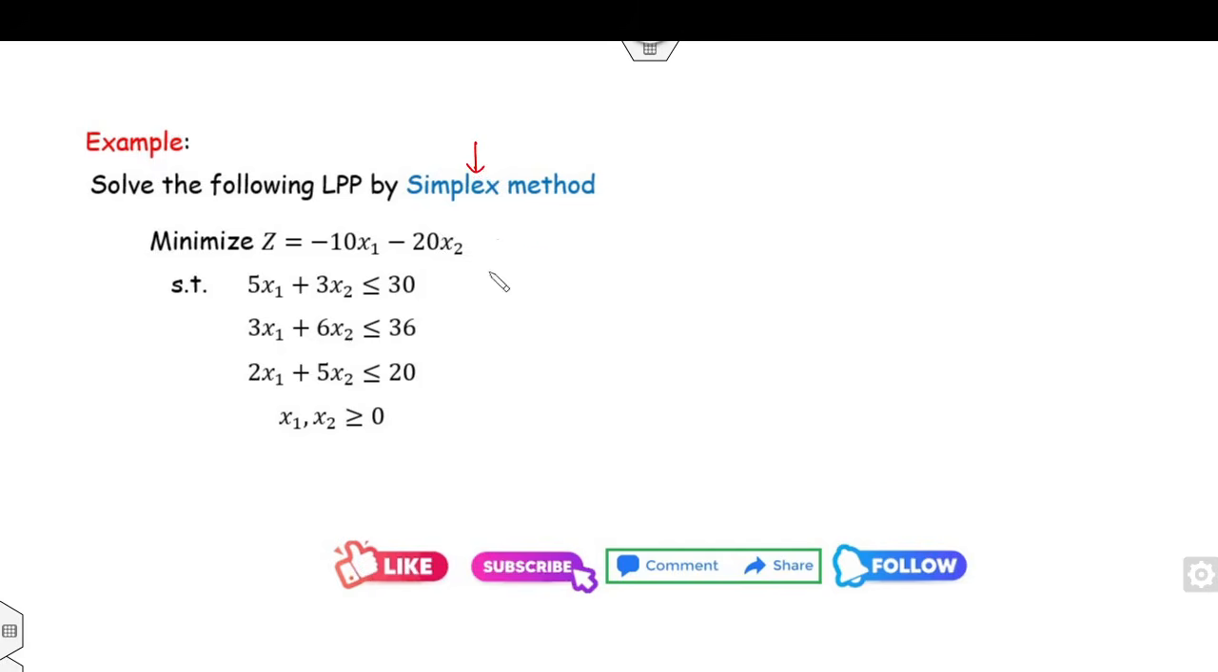Solve the following problem again by simplex method. Yes, because all are my less than signs, so we can apply the simplex method. But since my problem is minimization, I can write this problem into maximization. Firstly, I can multiply this by the negative sign.